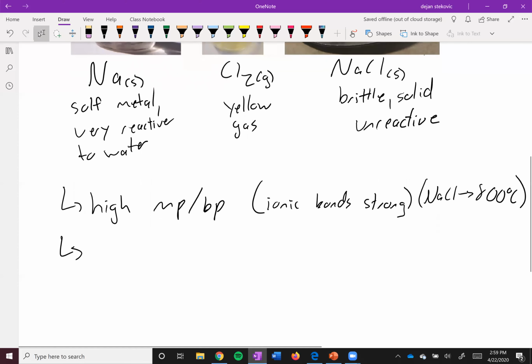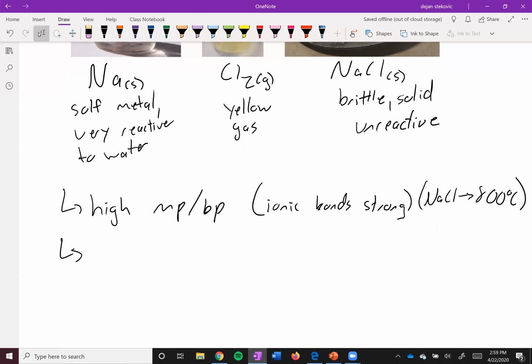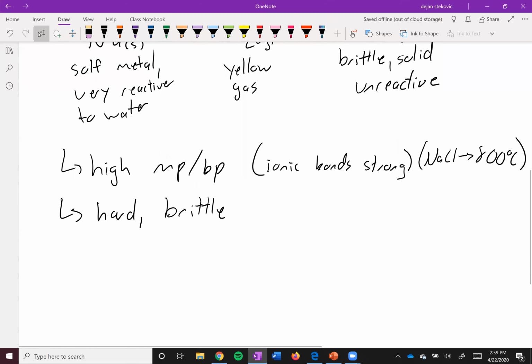Because of this structure where they have these alternating cations and anions, they're very hard because everything wants to stick together, and that actually makes them very brittle. So they'll fall apart in chunks. You can't make it into a sheet. You can't roll it into a roll, something like that. They're very brittle. They'll fall apart.